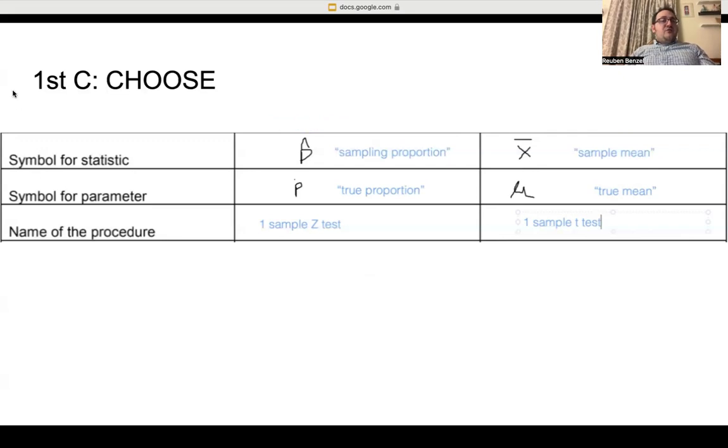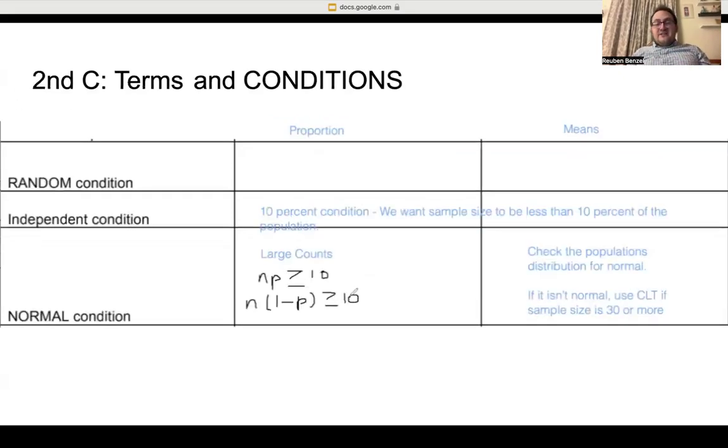All right, now we go to our second C. This is the conditions. This is exactly like in Unit 8 and in Unit 7 as well for sampling distribution problems. So the conditions remain exactly the same. We're checking the random condition, and we're checking the 10% condition.